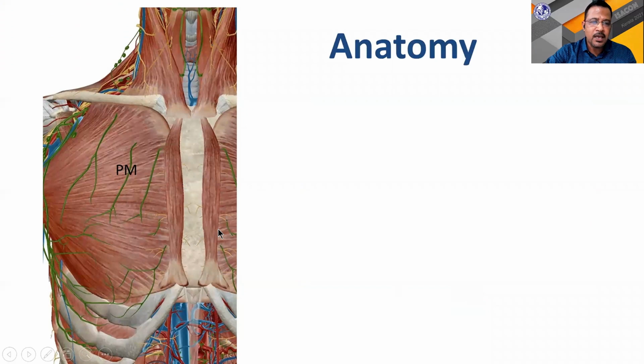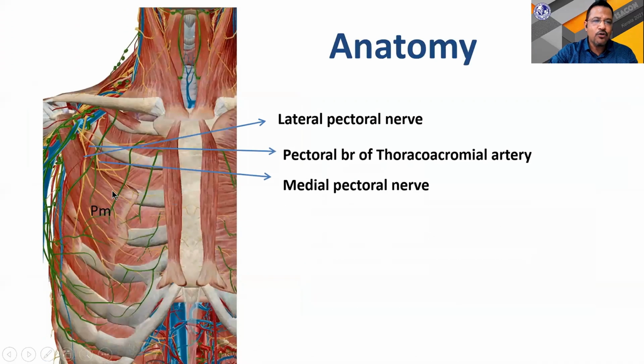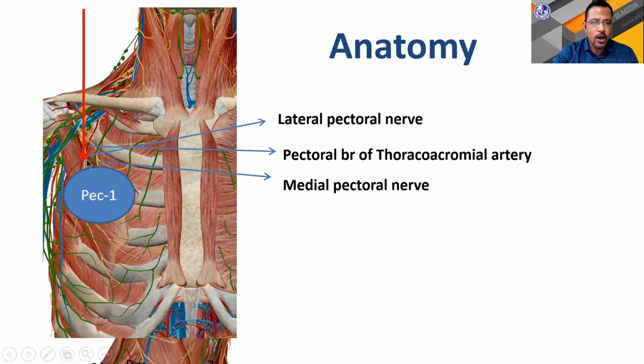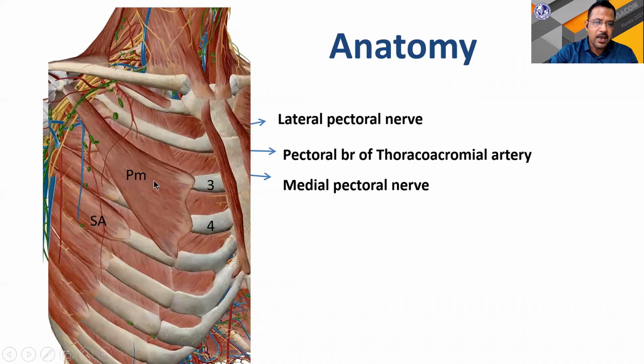Now coming to the anatomy, this is the pec major muscle. If I remove the pec major muscle, you can see the pec minor muscle, and you can see the pectoral branch of the thoracoacromial artery, and just along with it, you can see the lateral and medial pectoral nerve. If I bring the needle at this level and deposit the drug, it becomes a pec 1 block.